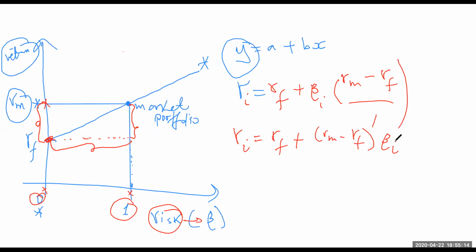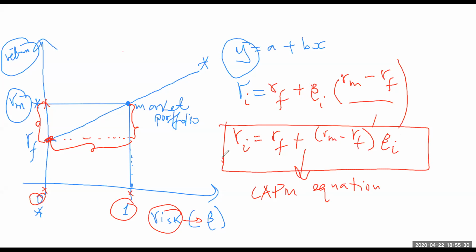Okay, and simply this is what we refer to as the capital asset pricing model equation. This is what we are meant therefore to apply. You don't need to know the process of how you get the equation. However, you need to know the final equation.